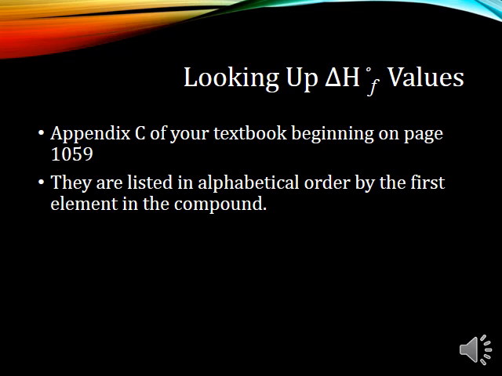They are listed in alphabetical order by the first element in the compound. So if you're trying to look up something that starts with carbon, you're going to look under C, so it'll go things that start with A and then B and then C. So we'll see elements like argon first, then things like boron and barium, and then our carbons and coppers and things like that. So it will go in alphabetical order.